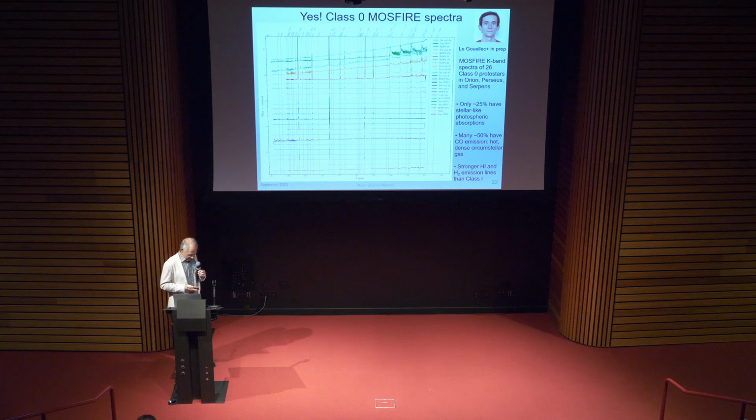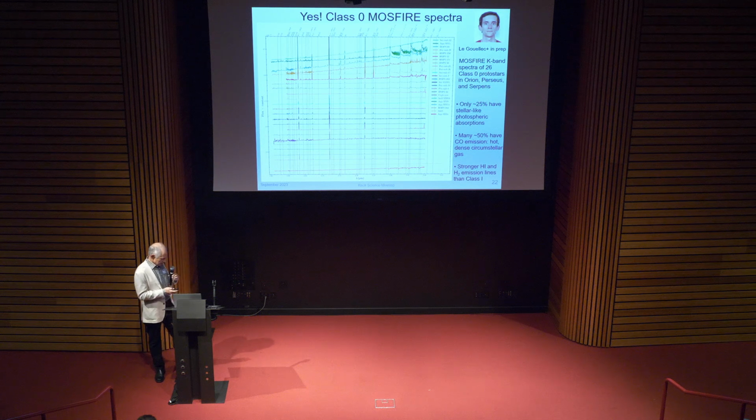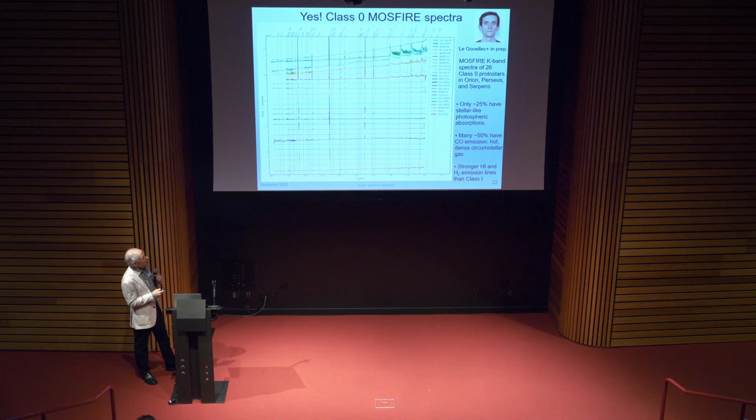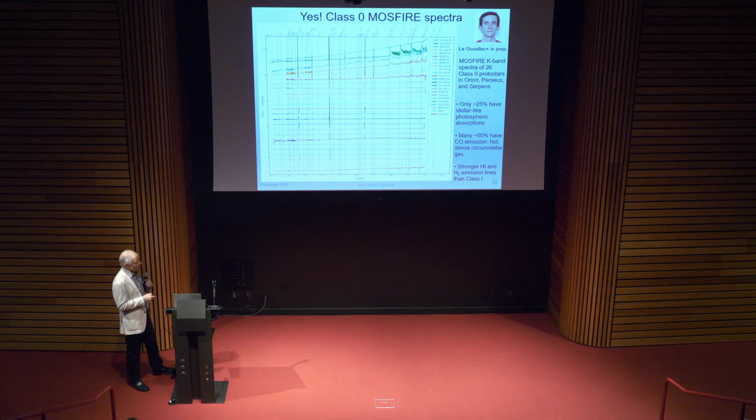I did a little initial exploration, but I've also been collaborating with Lynn Hillenbrand in a project where the analysis is being led by Valentin Lugulek, who's a postdoc working with me. We've got spectra of about 26 of these class zeros now, in the Gould's Belt. And they're pretty different.